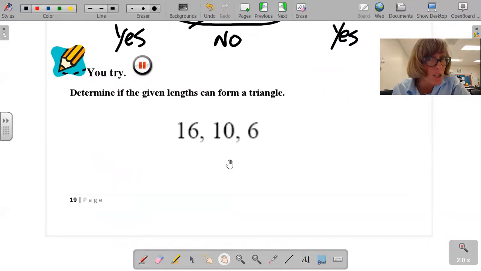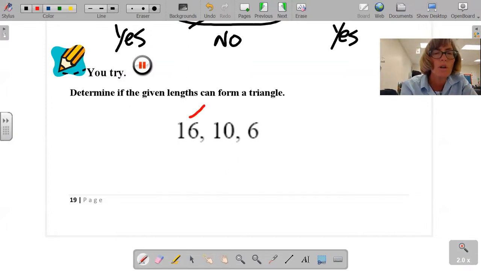You try this one on your own. Do the clown face, eyebrow, eyebrow, smiley. Check it to see if that would make a triangle. Pause the video. Get out your red pens. Welcome back. Let's check your work.